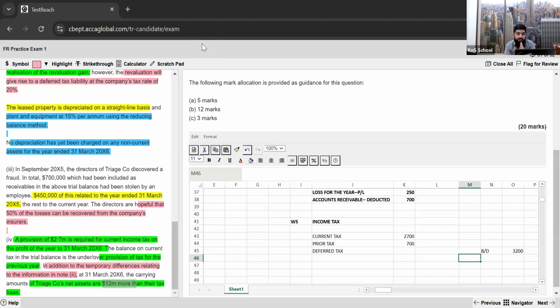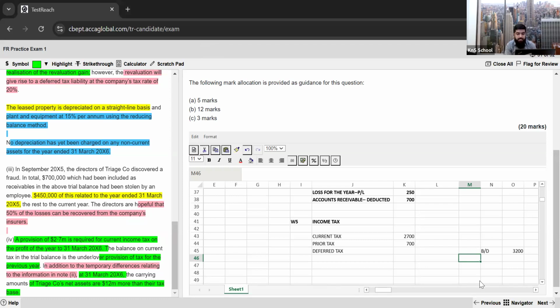Very good. Is it for the year or at the end of the year? Taxable temporary difference at the end of the year, yes. No, it's not for the year, Fatma. It's at the end of the year. Just look at this: at 31st March 2016, which means it's a closing. Yes, at the end of the year.